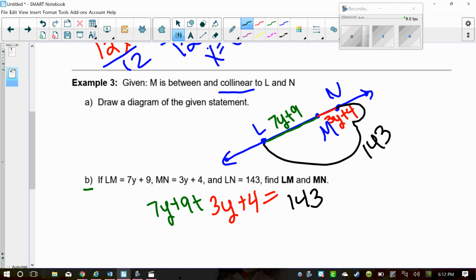We're going to combine like terms. We have 7y and 3y. 7 plus 3 is 10y. And then we have 9 plus 4, which is 13. All you have to do now is a two-step problem. We're going to subtract your 13 on both sides.